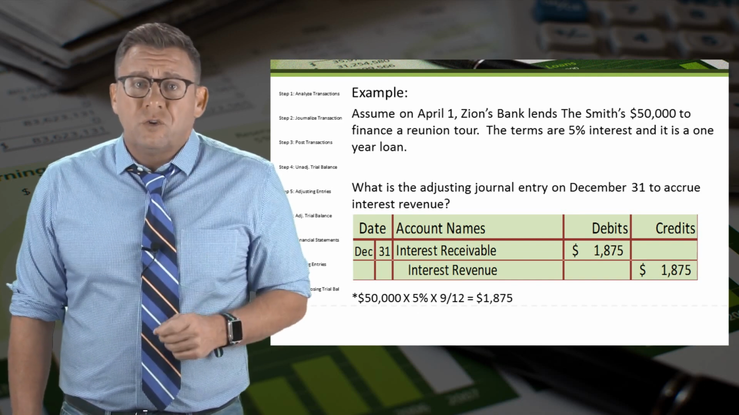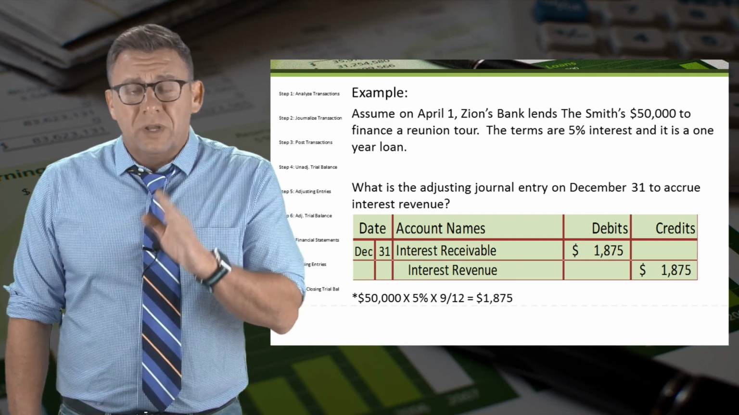If you want to see how the Smiths would record this adjusting entry from their perspective, I would encourage you to watch the next video for accrued interest expense.